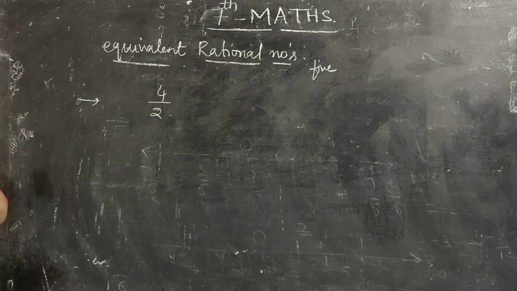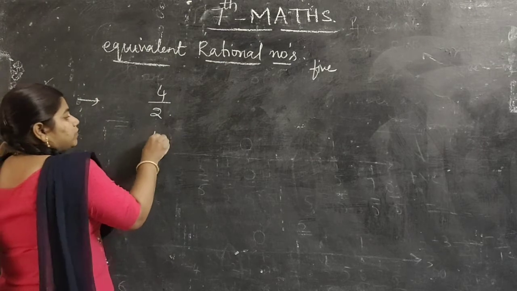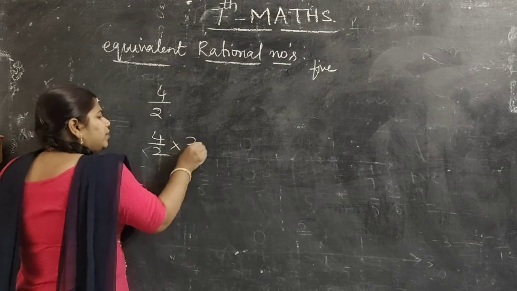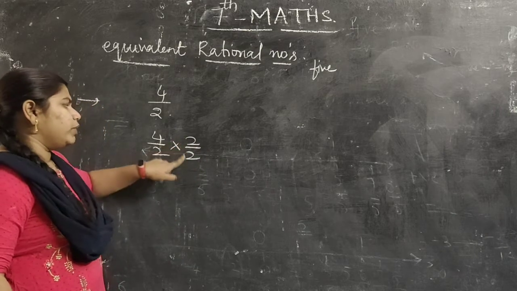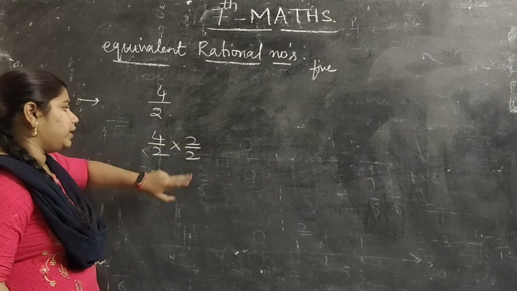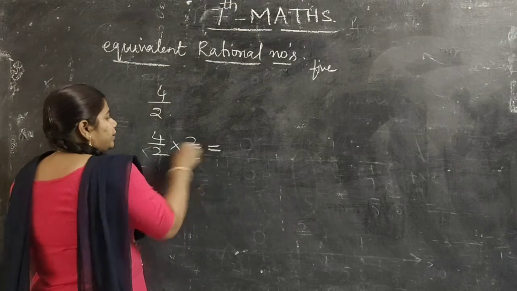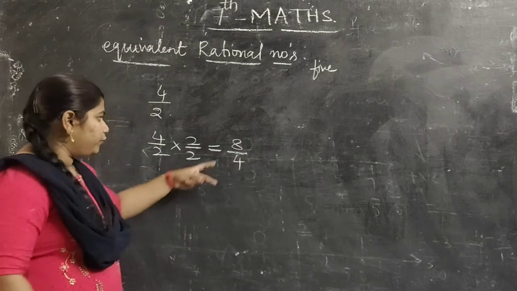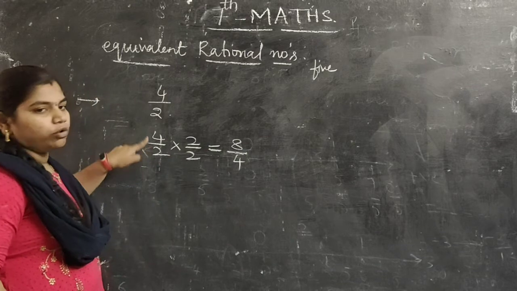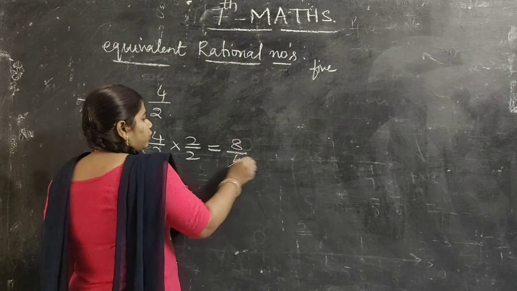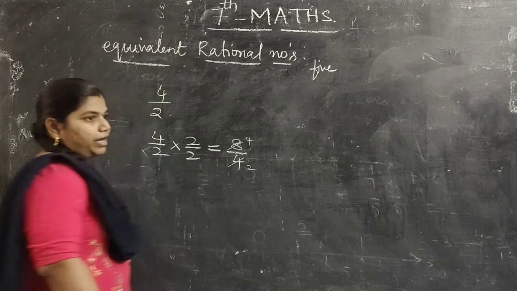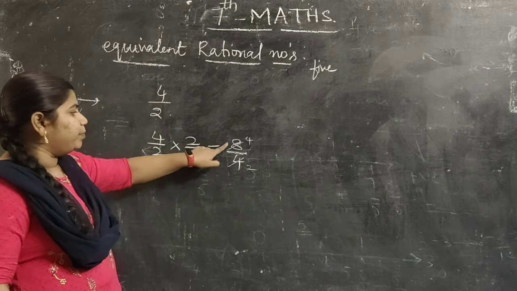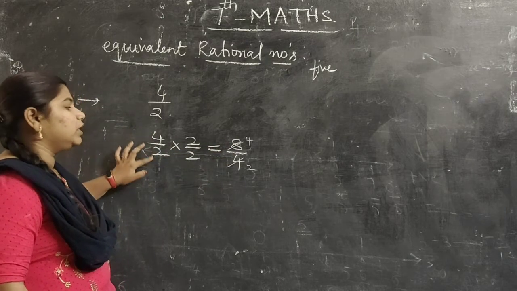So how to find the equivalent rational numbers now? Suppose for this 4 by 2, you have to multiply any number. You can take any number. I am taking 2 by 2. I am multiplying 2 and 2 in numerator and also in denominator. So what you will get here? 4 2s are 8 by 2 2s are 4. So if you cancel this, again you will get 4 by 2 value only. That is 2 2s are 4, 2 4s are 8. So you got the same value, that is 4 by 2. So we can tell that 8 by 4 is an equivalent rational number for 4 by 2.